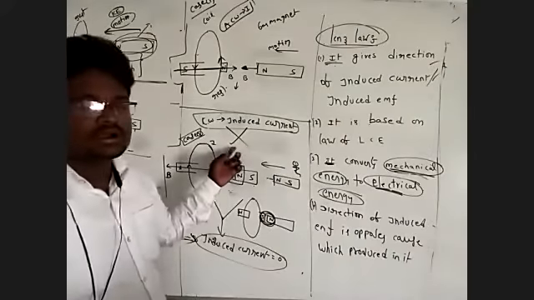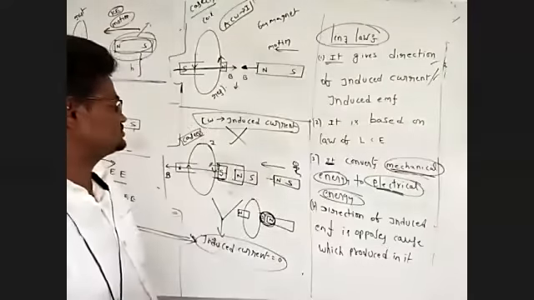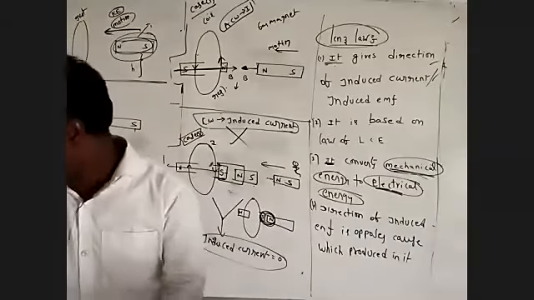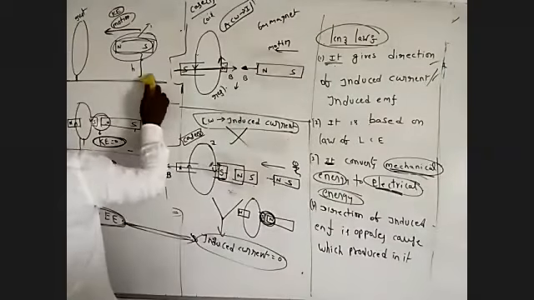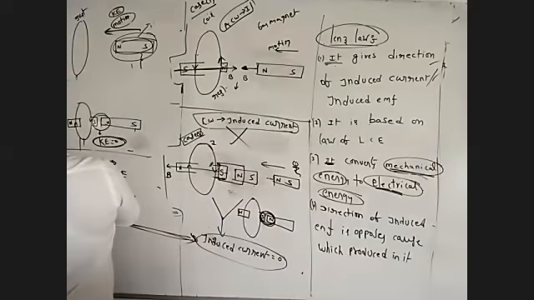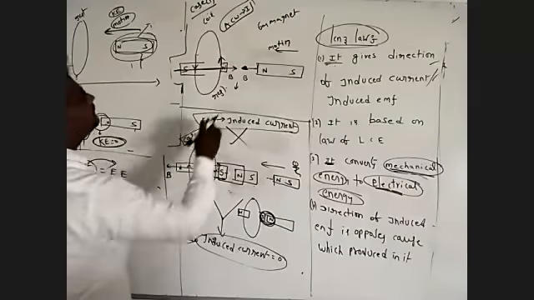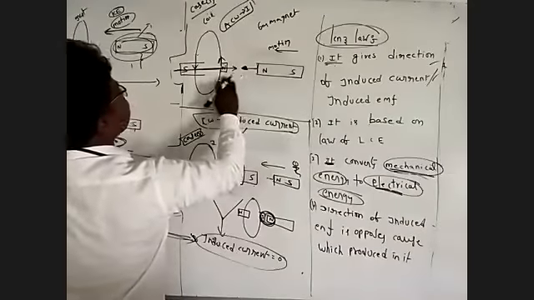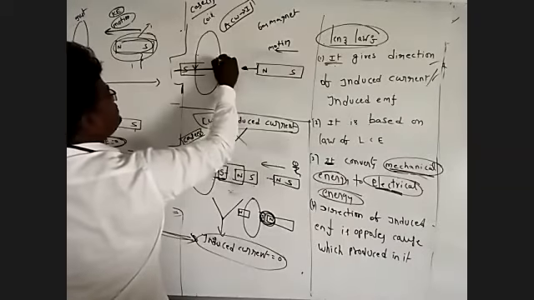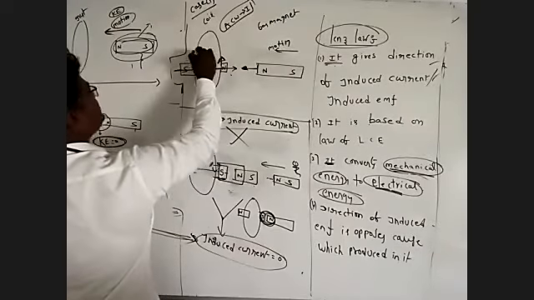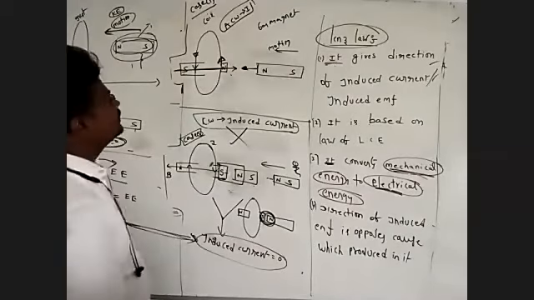We are assuming the current in a coil is in the wrong direction, but which one is correct? You see that, in case number one, I'm thinking the current is in the anti-clockwise direction. This is the anti-clockwise direction. Current is anti-clockwise.